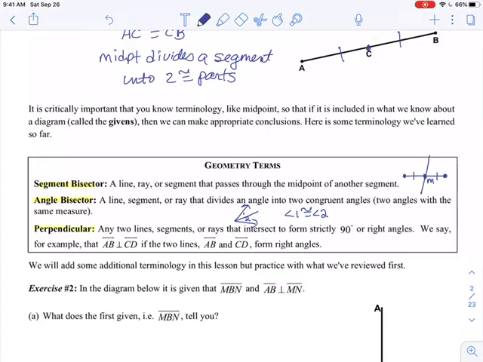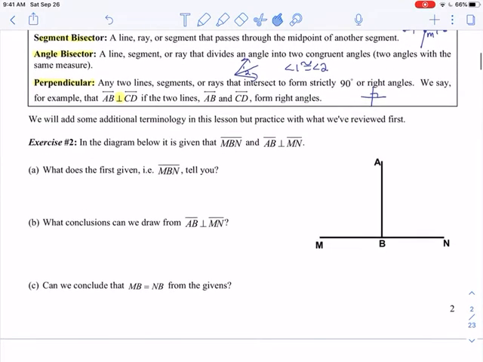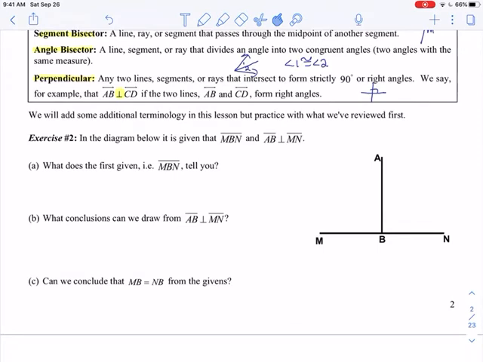And then this word perpendicular, which we've of course seen before, and we're going to see it many more times. Perpendicular lines are any two line segments or rays that intersect to form right angles. The symbol that we use for perpendicular is that upside down T. So if AB is perpendicular to CD, then they form a right angle. We're going to review a little bit of that terminology, and then we're going to add on a few more words, and then we're actually going to try some proofs.